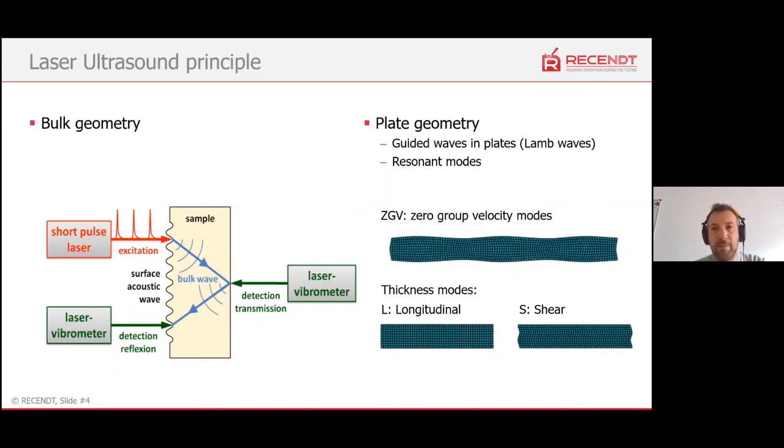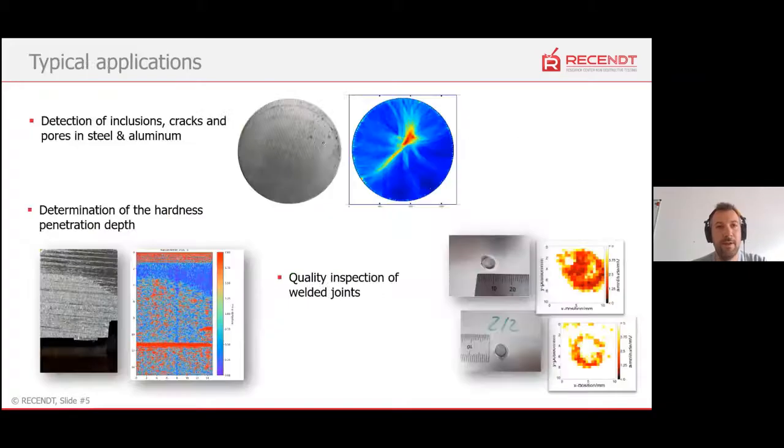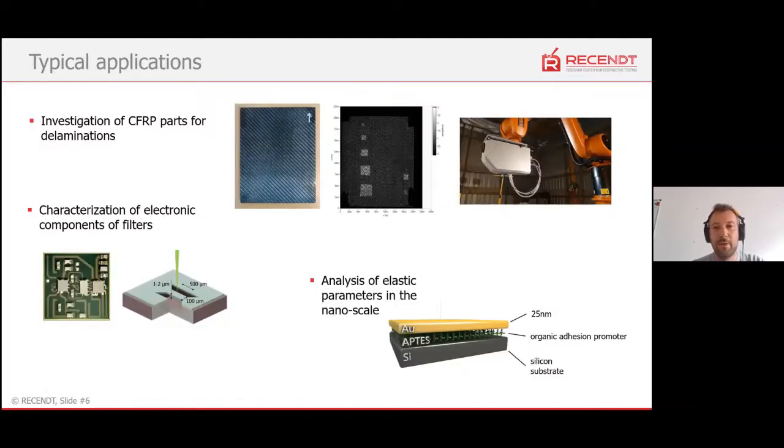So what are some typical applications for laser ultrasound? Laser ultrasound can be used to detect inclusions, cracks or pores in steel and aluminum. It can be used for determination of the hardness penetration depth and also for the quality inspection of welded joints. It can also be used for investigations on carbon fiber reinforced polymer parts, like to detect delaminations in the material, and also for characterization of electronic components and filters, or the analysis of elastic parameters in the nanoscale.